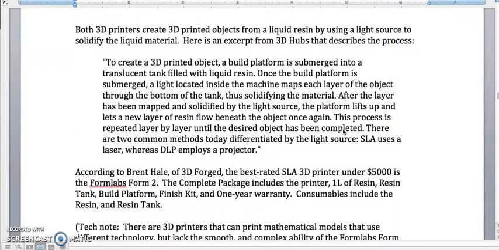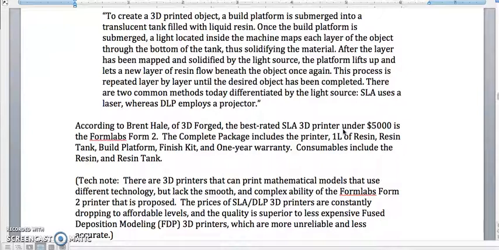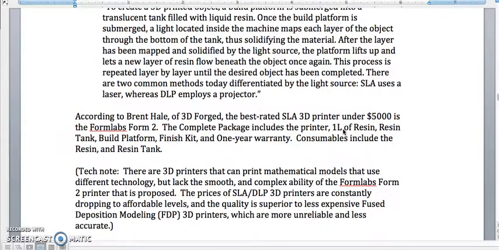So with that in mind, basically, it does come at a premium cost. I did find a website, 3D Forge, that kind of lists quite a few of the good 3D printers out there. The one that I found that was highly rated is an SLA type 3D printer. For under $5,000, you actually get a kit. You get the printer, some resin, a resin tank, building platform, finishing kit, and a 1-year warranty. There are consumables which include the resin and the resin tank, but basically that's just very common for any kind of printer, whether it's ink or toner. You actually have to get resin in this case.